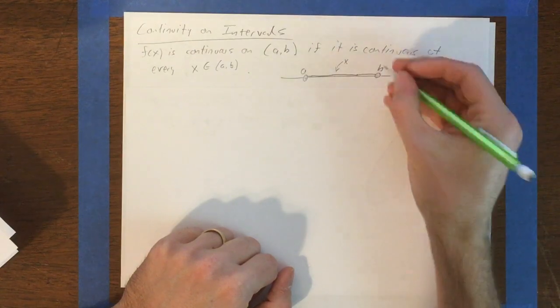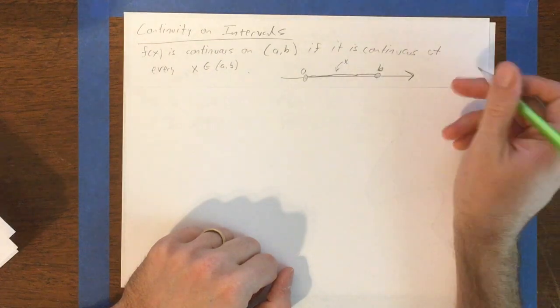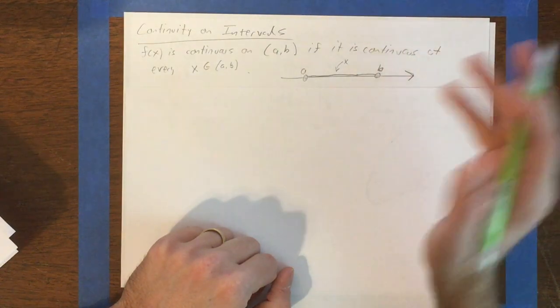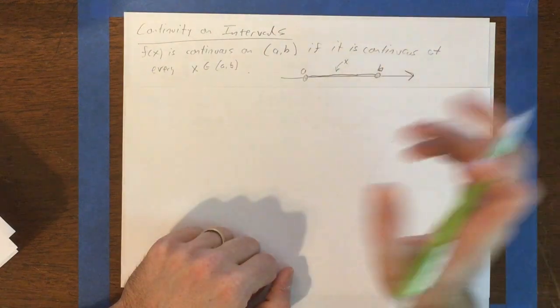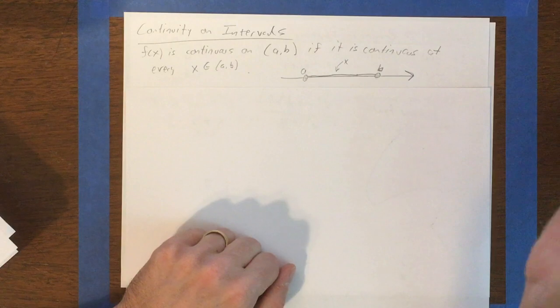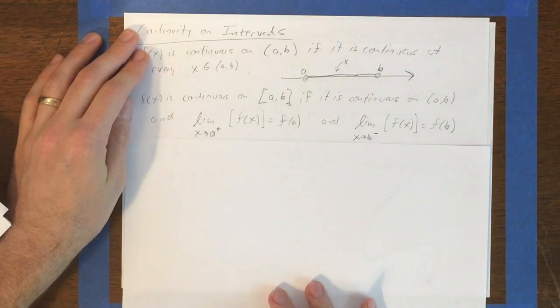Great. So polynomials and all these rational functions, and for example the tangent function between negative pi over 2 and positive pi over 2, are going to be continuous on the entire open interval. Okay, but what about a closed interval? That's a little bit different.